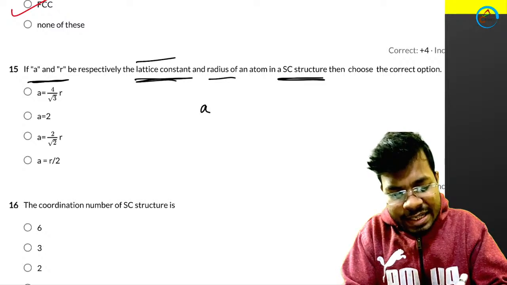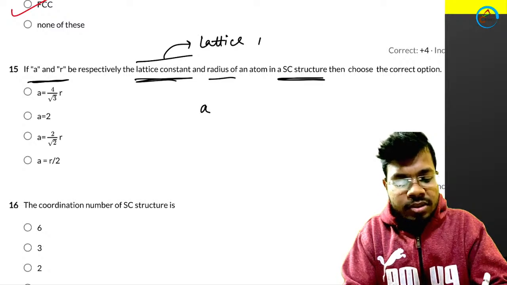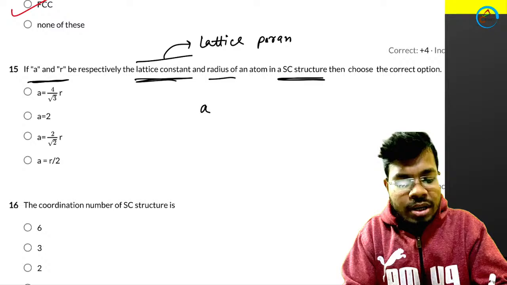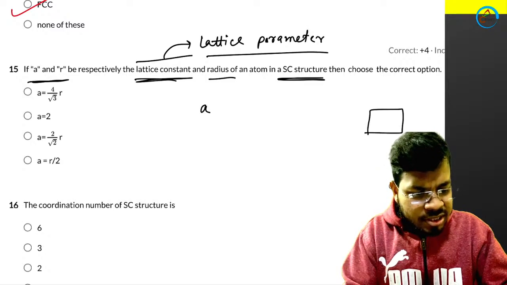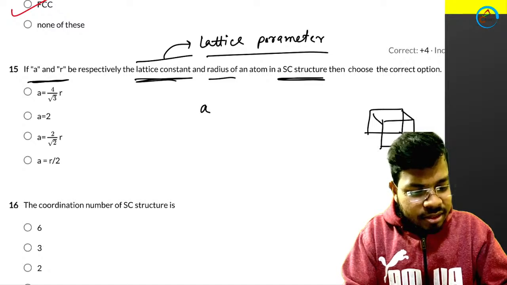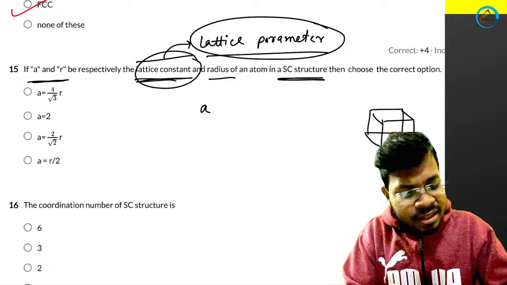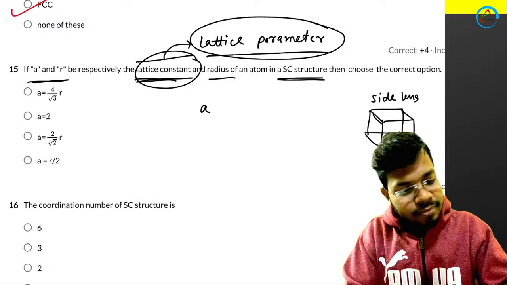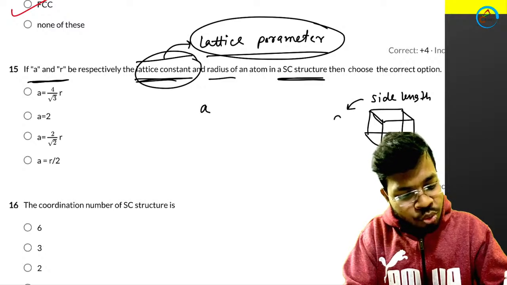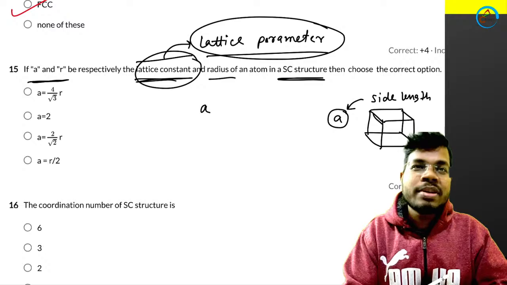So A is the lattice constant. Do you know what lattice constant means? Lattice constant is also called lattice parameter. Suppose it is your unit cell. This lattice constant or lattice parameter is nothing but the side length. Side length is represented through A.